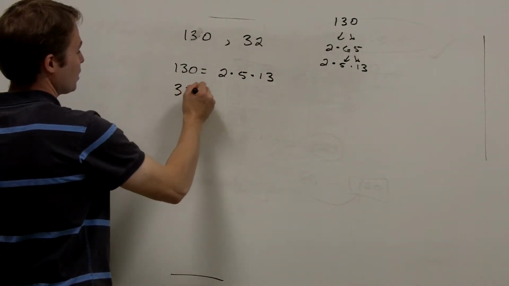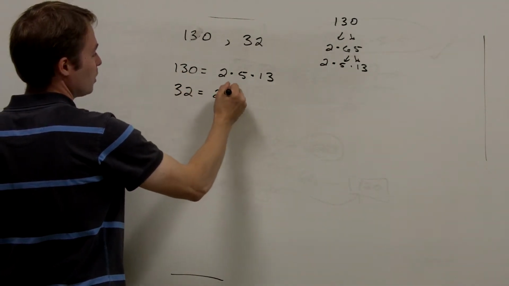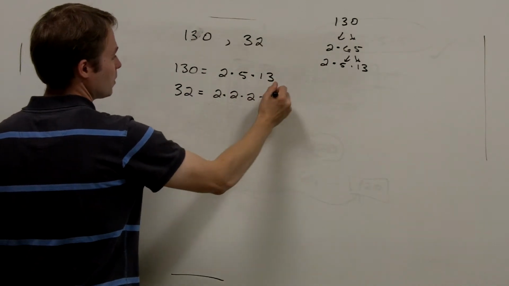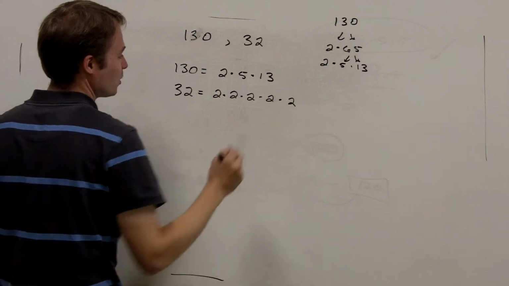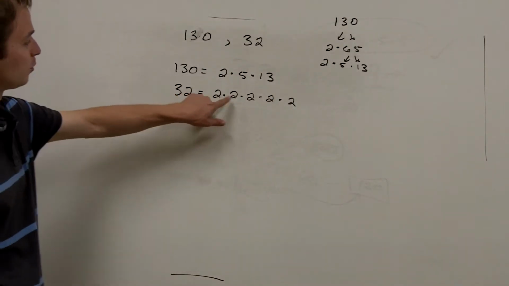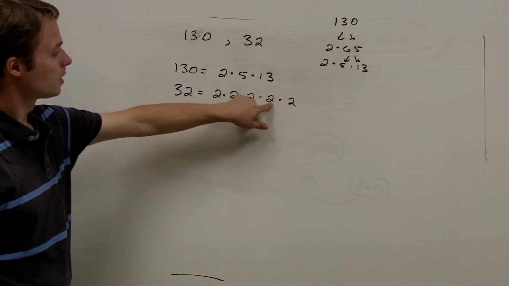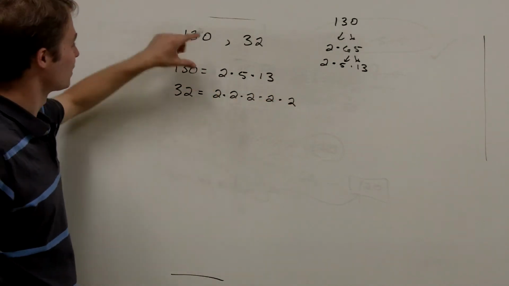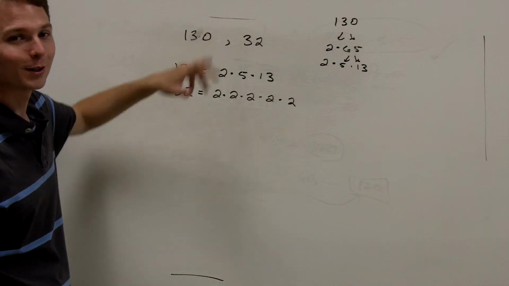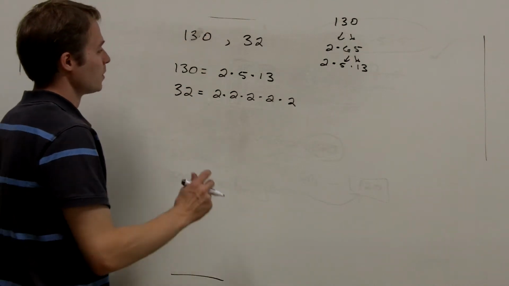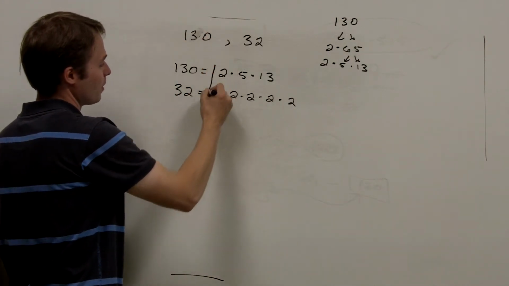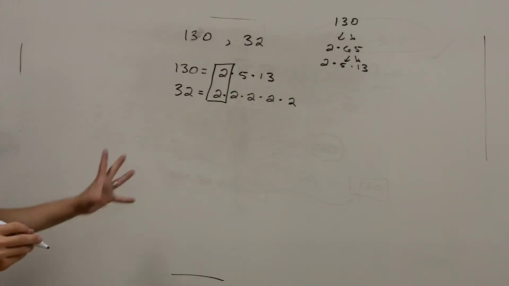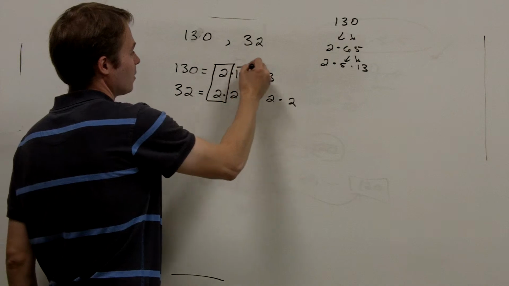The prime factorization of 32 is going to be 2 times 2 times 2 times 2 times 2, which is 5 times. 2, 4, 8, 16, 32. The reason I wanted to do this one is I wanted to have at least one shared number, so that's why I changed it. So again, we go through and we box any pairs that we have, so 2 and 2 pair up. And then everything else that's not a pair gets its own box.